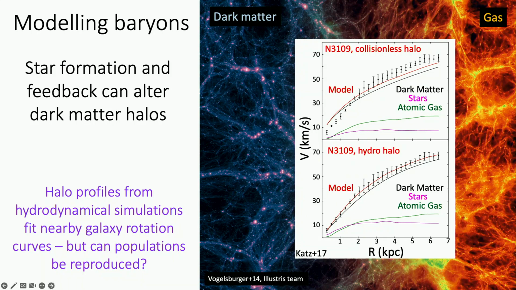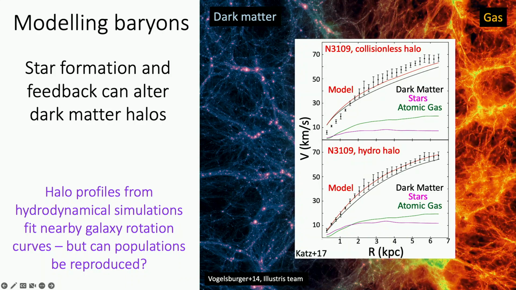And so this is an example of a rotation curve of a galaxy. The black points are the same in the top and the bottom plots. And the black curve shows the contribution from the dark matter in this galaxy. The top panel shows a collisionless dark matter halo, so this is a dark matter only simulation. And you can see that it overshoots in the center here. This is a manifestation of the cusp-core problem. But when you pull a halo from a hydrodynamical simulation, that cusp is gone, and you get a really nice fit to the rotation curve.